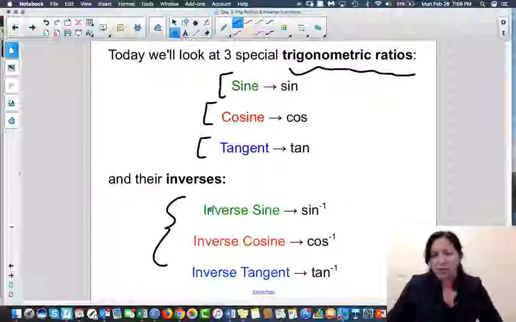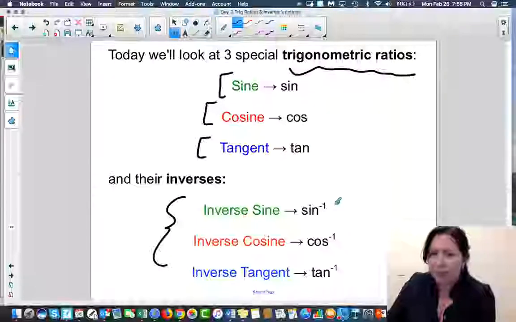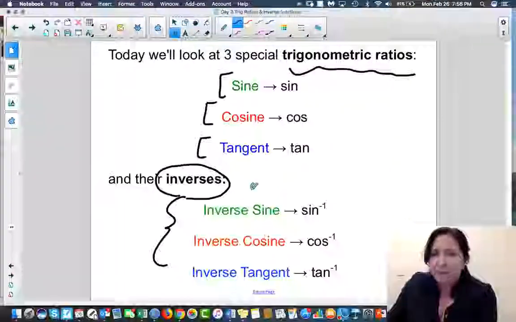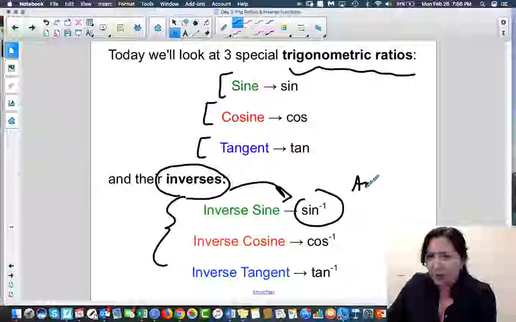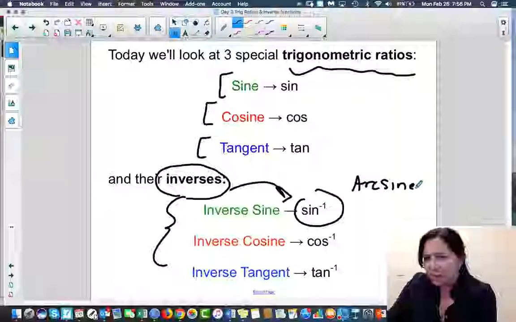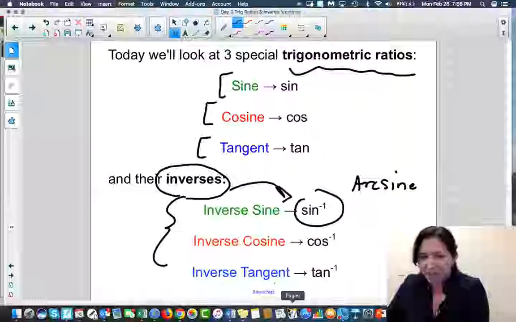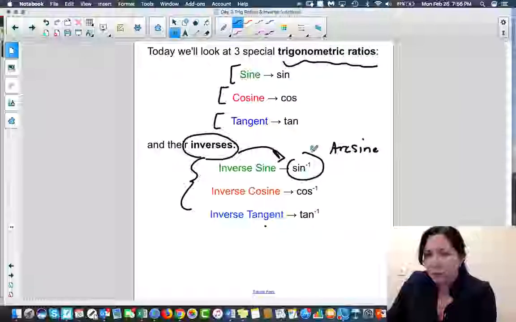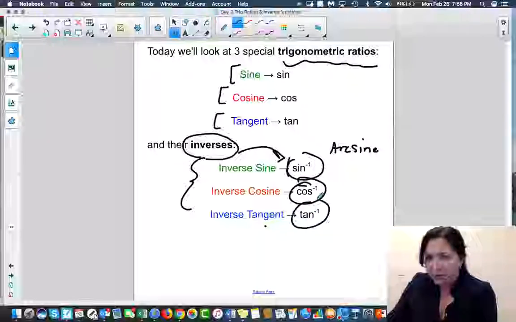And some people say inverse sine, inverse cosine. I don't ever say that. We know that they are inverses, but when I see this, I'm going to say arc sine. So I'm saying arc sine out loud. I'm saying arc sine, arc cosine, arc tangent. That's what I'm actually saying out loud. But what I'm writing is this. That's arc sine, this is arc cosine, and this is arc tangent.